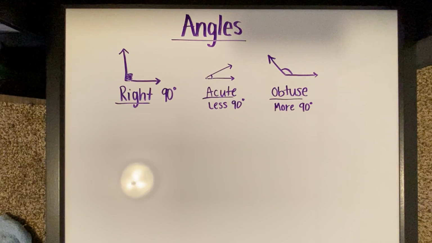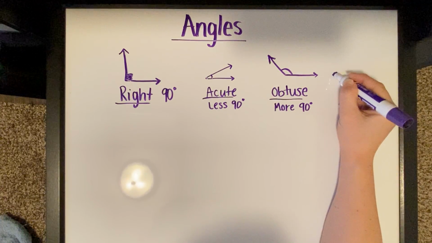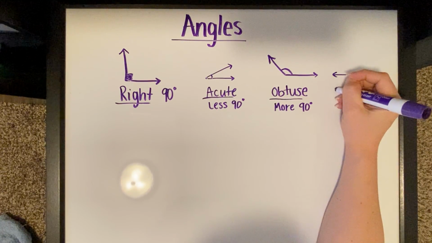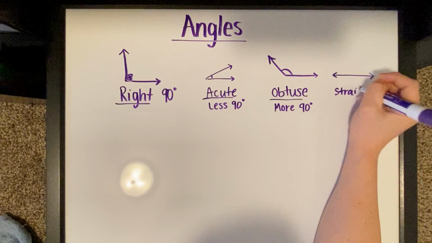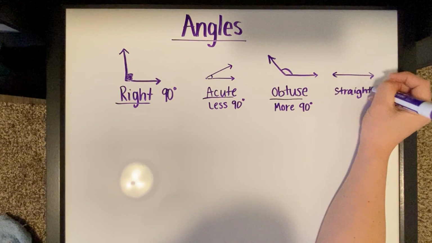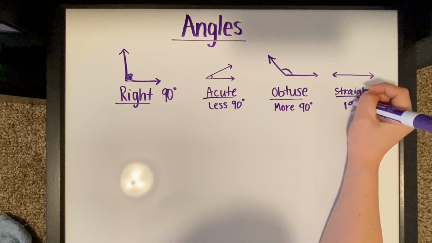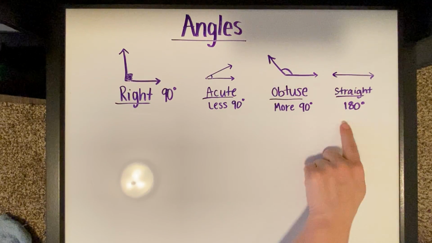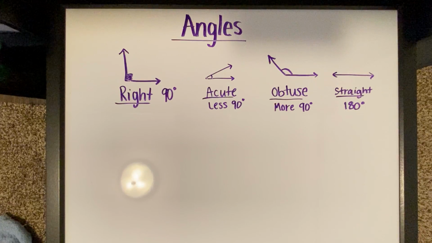types of angles, we also have what is called a straight angle, which, if you would recognize, is just a straight line. This is always exactly 180 degrees. Now, this is important for remembering when we start finding missing angles.